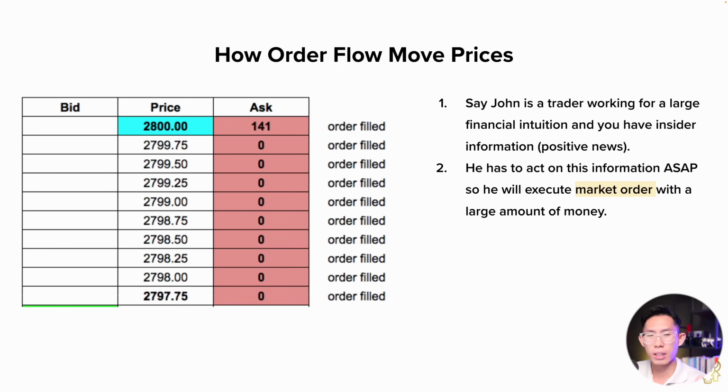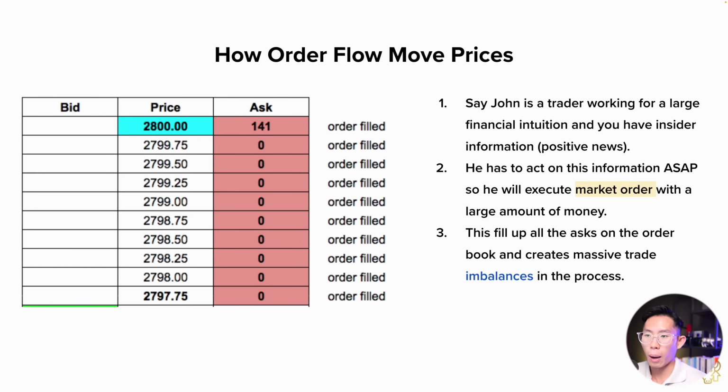So he's not going to be placing a limit order which will take a few hours to fill up. He's going to execute a market order which allows him to get into the buy position immediately, and he's going to do it with a large sum of money. I'm talking about millions, if not billions of dollars here. And this is essentially where the process creates imbalances, right?